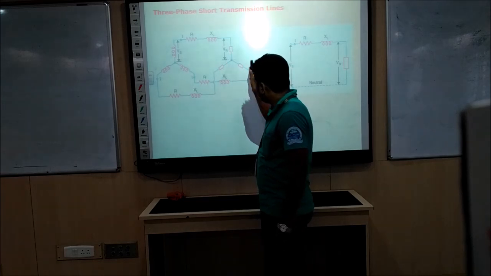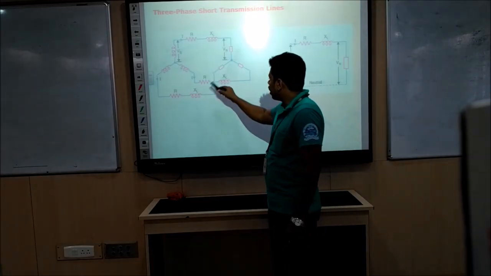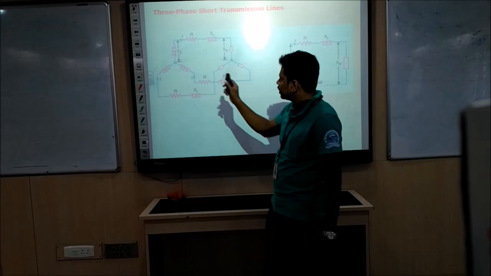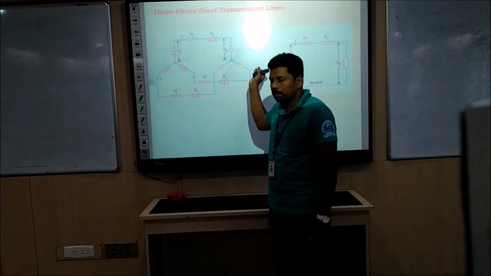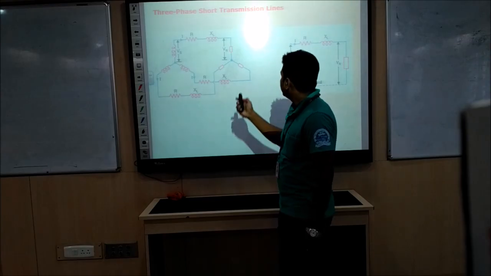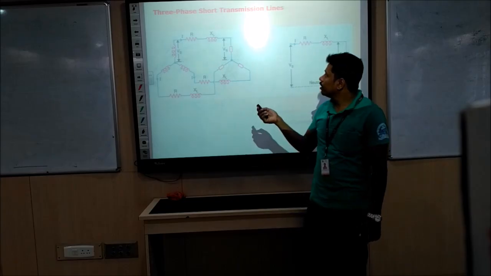Then here the load is also assumed to be a star connection. There are three lines, R and XL, the three transmission lines which connect the sending end to the receiving end. Sending end may be the transformer, receiving end may be your load. In that way, the single line diagram of that is also shown.